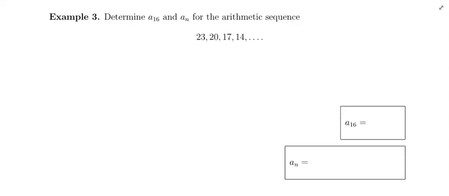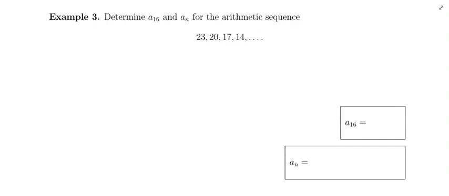Example 3. Determine A16 and AN for the arithmetic sequence 23, 20, 17, 14, and so on. All right, so first thing we're going to do here is confirm that this sequence is arithmetic. Yes, we're told that, but it doesn't hurt to check.